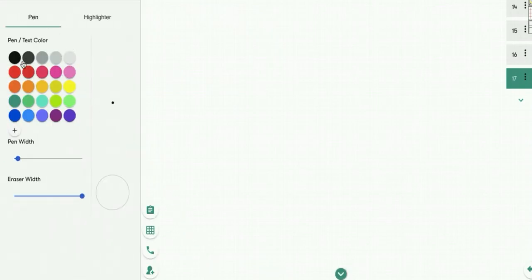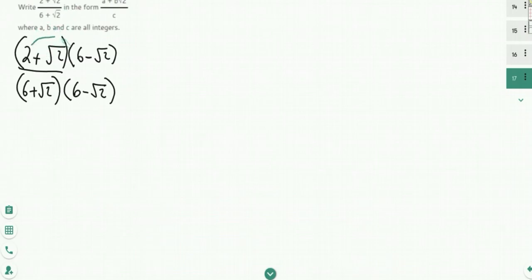And let's use FOIL to expand the brackets. So the first terms, 2 times 6 is 12. The outside terms, 2 times negative root 2 is negative 2 root 2. The inside terms, 6 times root 2 is positive 6 root 2. And the last terms, root 2 times negative root 2 is negative root 4. And then we're going to simplify this.